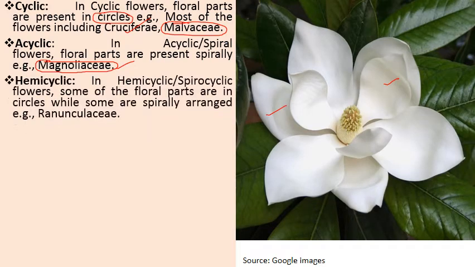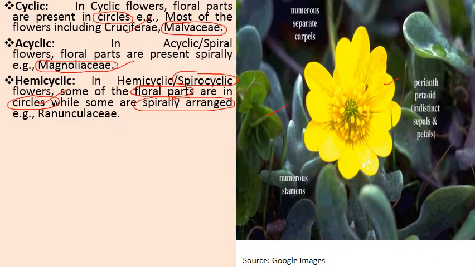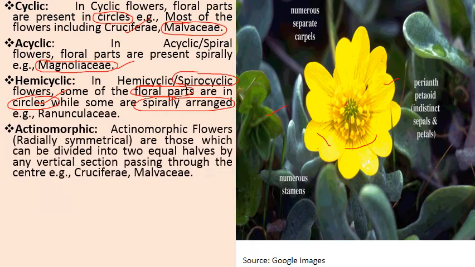Next comes hemicyclic flowers. So in hemicyclic or spirocyclic flowers, some of the floral parts are in circles, and some are spirally arranged. So dono tarah ki arrangement hogi, circular arrangement of floral parts as well as spiral arrangement of floral parts. For example, we have the flowers in the member of family Ranunculaceae. So this is the flower of Ranunculus, in which the outer whorl, the petals, are arranged in cyclic manner, while these anthers or these carpels, these androecium and gynoecium, are arranged in spiral fashion. And this type of flower is known as hemicyclic flower.